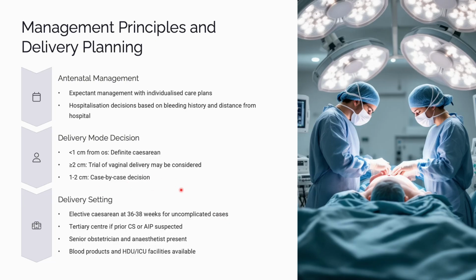Delivery setting: if it is uncomplicated, no bleeding, just a placenta previa case, elective C-section around 36 to 38 weeks. And if there is prior cesarean section and an abnormally invasive placenta or placenta accreta spectrum is suspected, delivery in a tertiary center, and a senior obstetrician and anesthetist are always present because there's a risk of bleeding, and blood products should be available with HDU and ICU care facilities available.